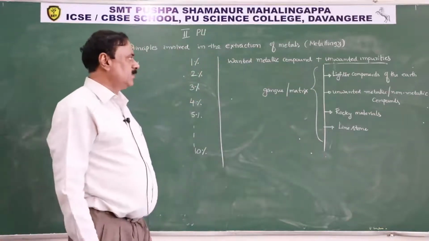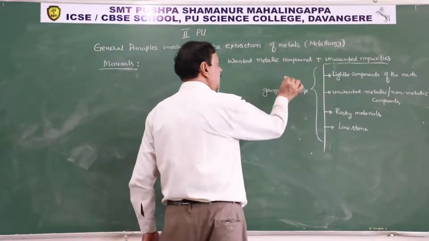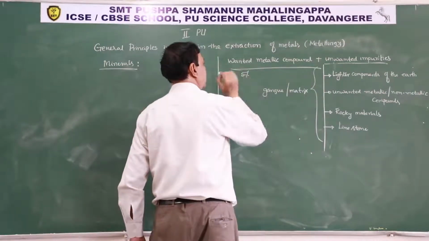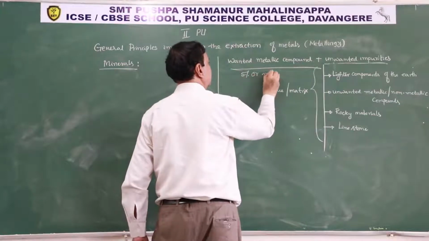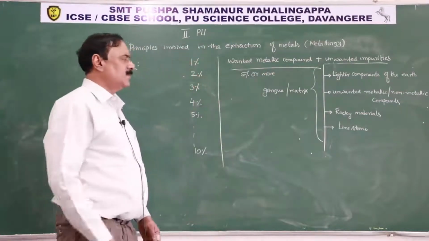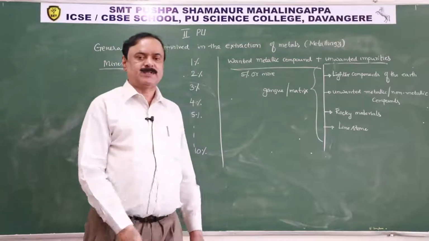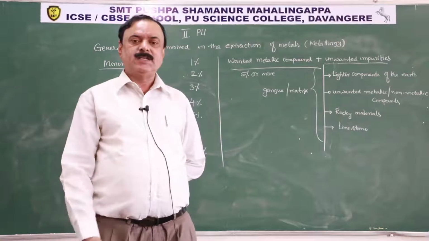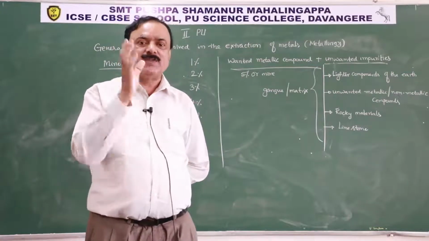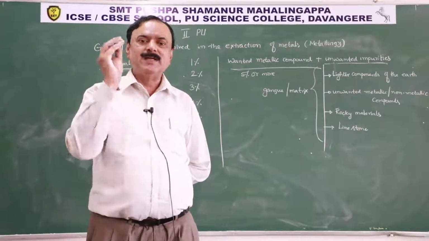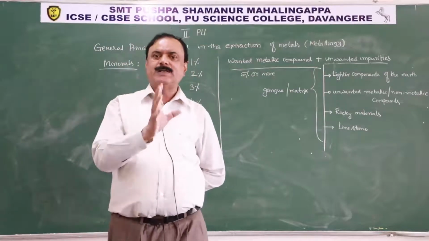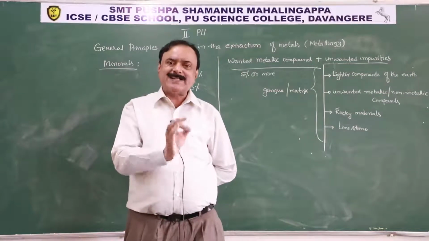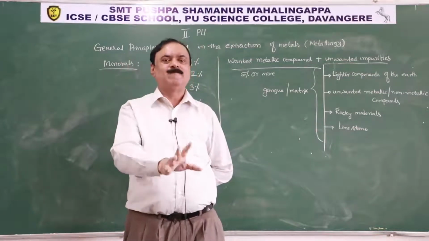If the wanted metallic compound is either 5% or more than 5%, in some cases 5% or more, then only it is considered as an ore. In other cases, if the percentage of the wanted metallic compound is found to be negligible, either 1 or 2 or 3 or 4%, where the quantities are smaller, then I will consider it as simply mineral.